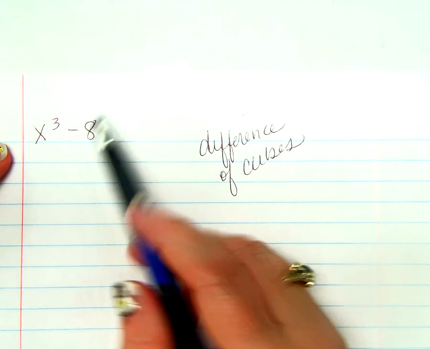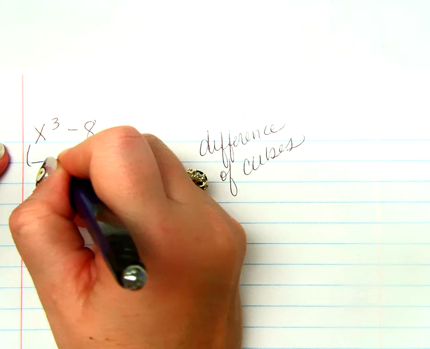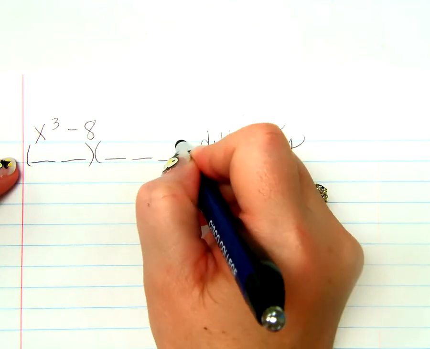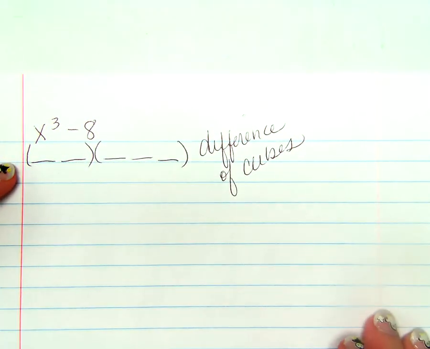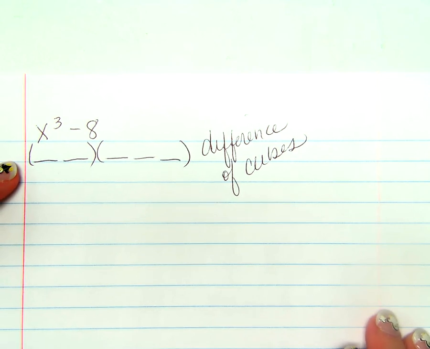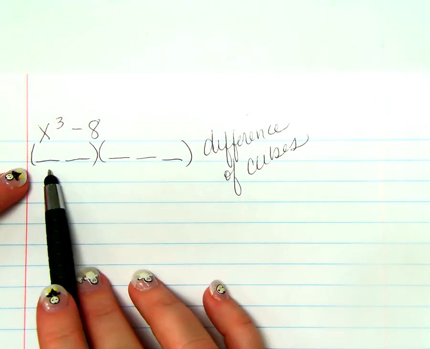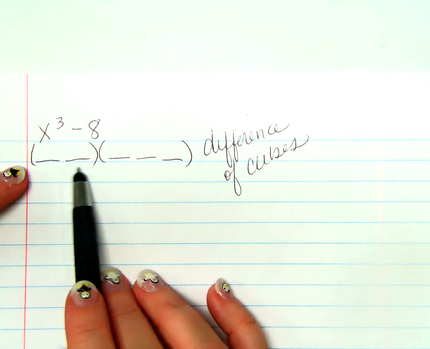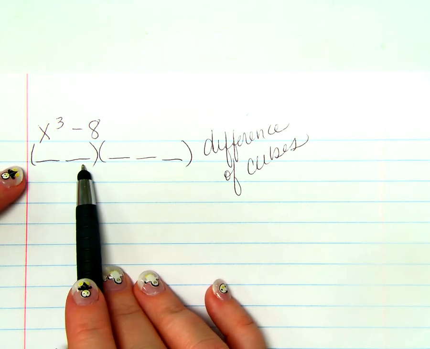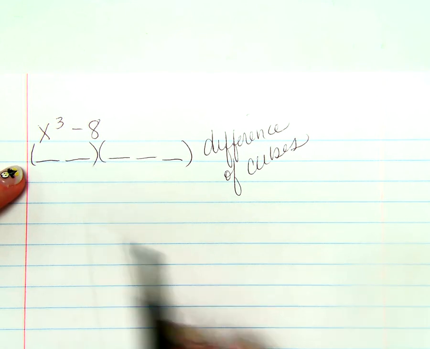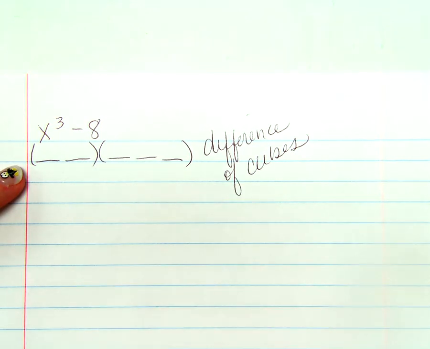When we have the difference of cubes, we end up this time with a binomial and a trinomial. Dun dun dun. Okay? Binomial and trinomial. What do you think would go in the binomial? Any ideas? You think maybe a square? Anybody else think anything?